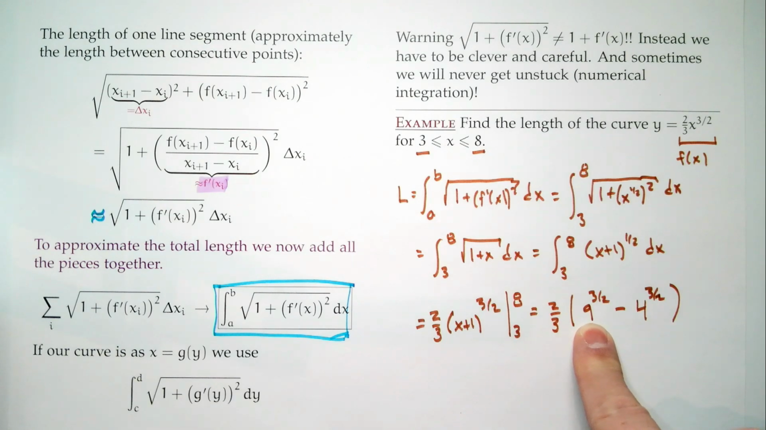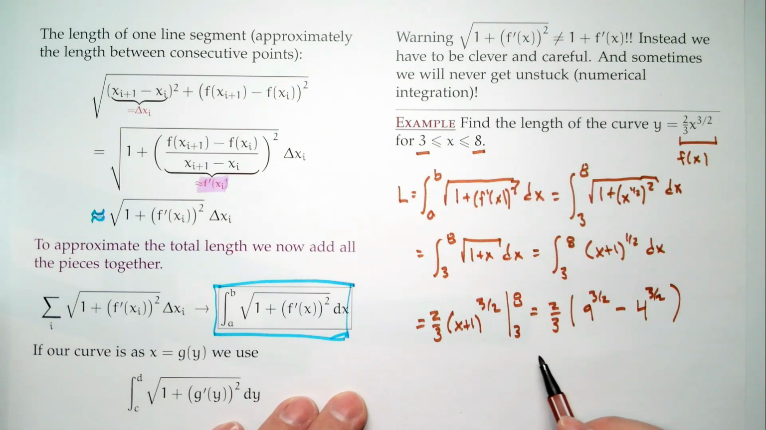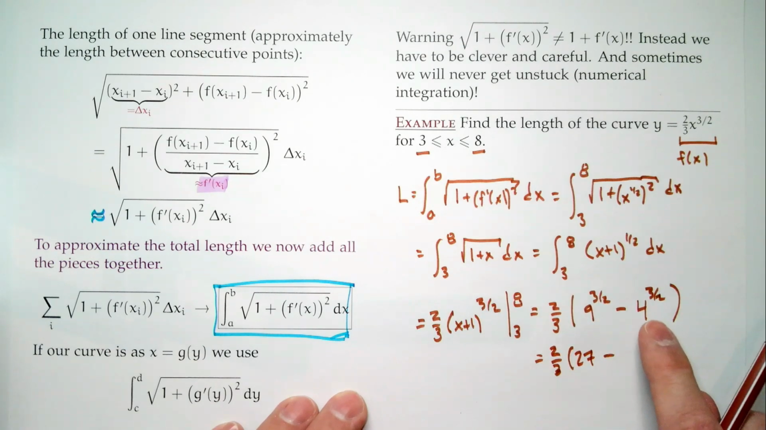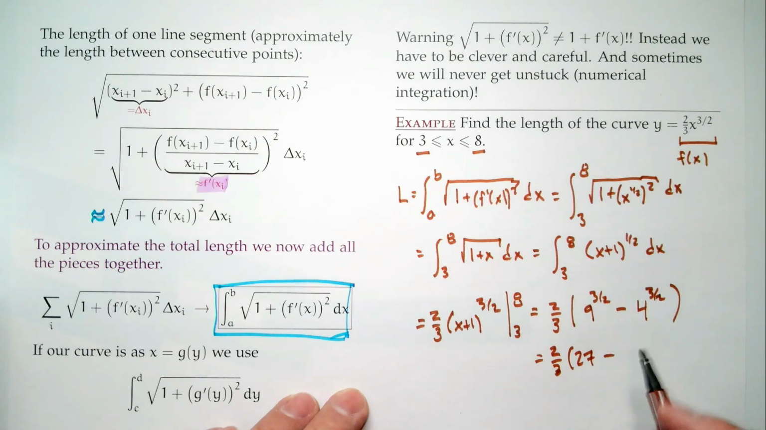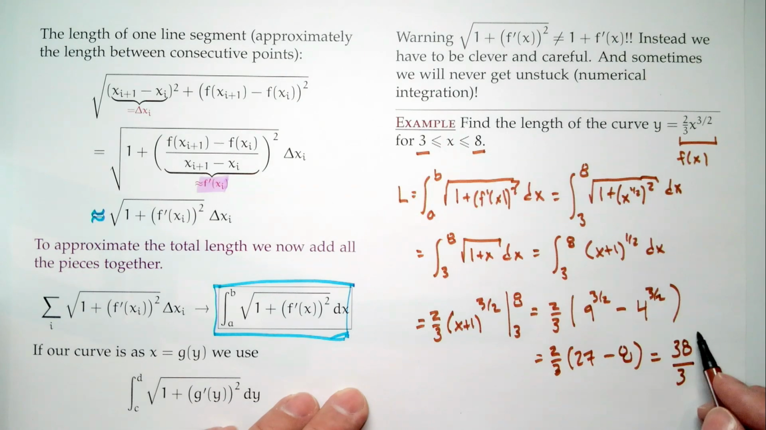Square root of 9 is 3. 3 cubed is 27. So that's 2/3 times 27. All right, do the similar thing here. The square root of 4 is 2. 2 cubed is 8. 27 minus 8 is 19, times 2/3 leaves us with 38/3.